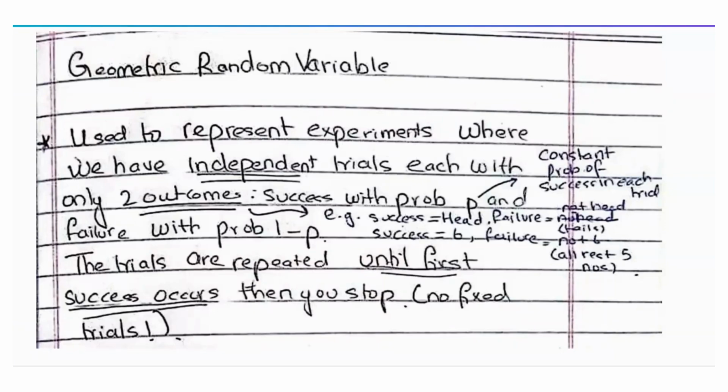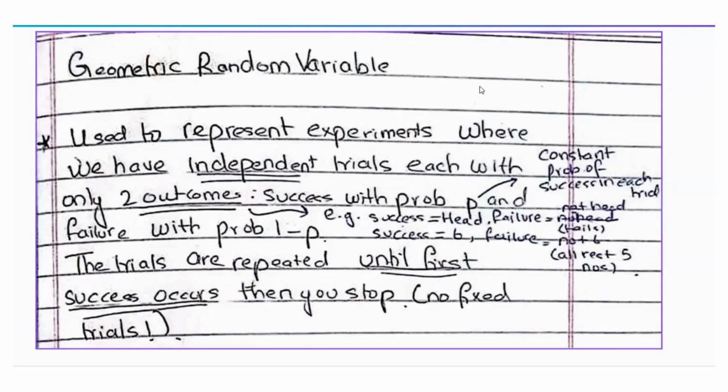We want to look at geometric random variables. Now, geometric random variables are used to represent experiments where we have independent trials, and each trial has only two outcomes: success, with a constant probability of success for each trial, p, and failure, with a constant probability of failure for each trial, 1 minus p.